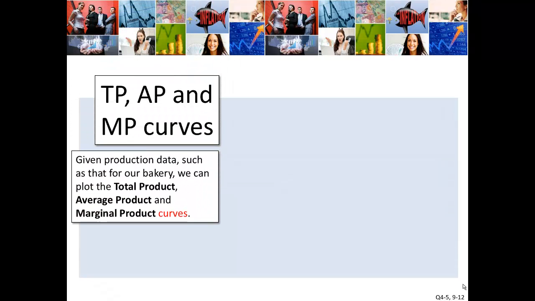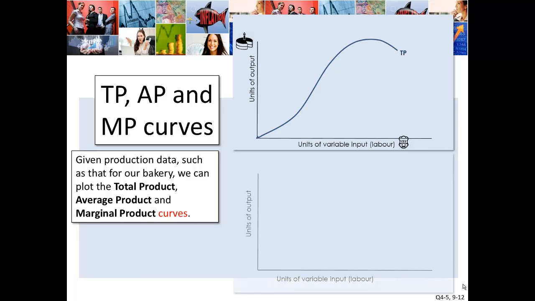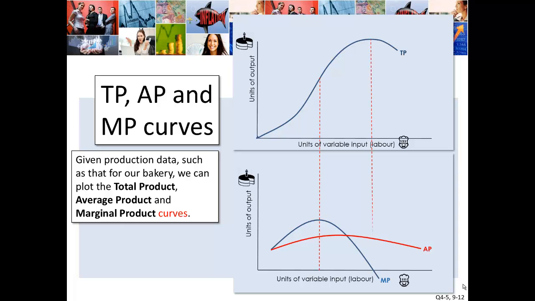And if we take that information and turn it into a curve, we can plot the total product, average product and marginal product curves for the bakery. So units of output there, and the units of variable input, labour, going across the bottom. We can see that as we keep adding successive units of variable input, our units of output sooner or later start to produce less and less.